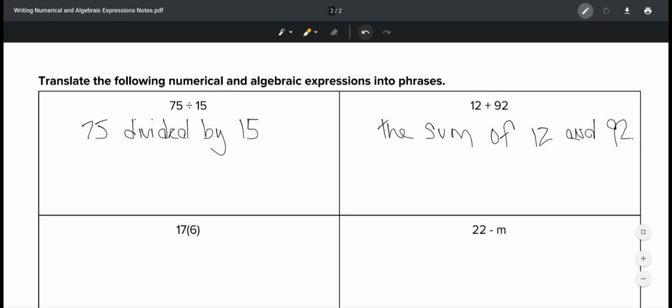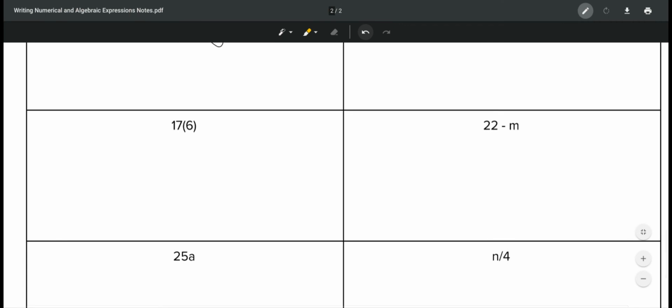You don't have to use the same as me. You can really use any of those additional words on the front. If you need to, pause so you can finish writing, but I'm going to go ahead and move down to the next two. So remember, 17, then parentheses 6. We've talked about this. Parentheses tell me I'm multiplying. So I would read that as 17 times 6, which you can write down exactly like that, 17 times 6.